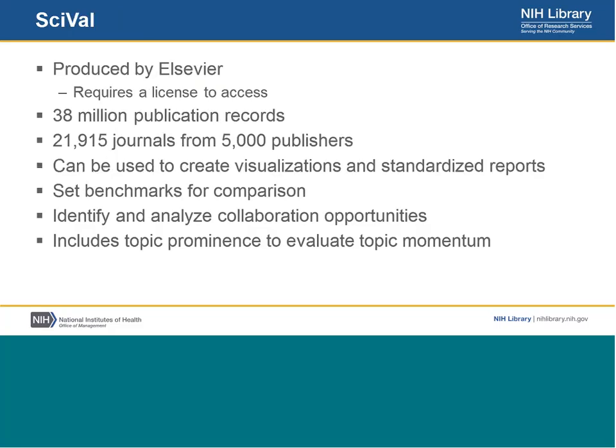SciVal is another resource produced by Elsevier. Again, it requires a license to access. It has over 38 million publication records and over 20,000 journals from 5,000 different publishers. SciVal is comparable to InCites in that it's providing that next level of analytical features on top of the core citations that you're able to get from Scopus.